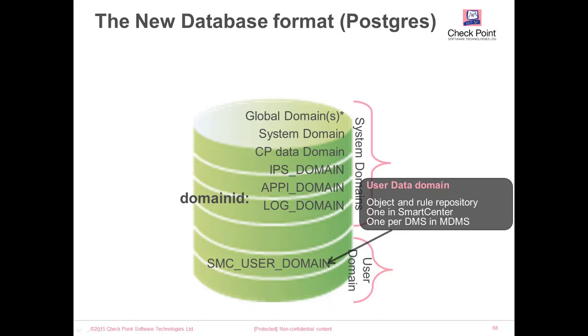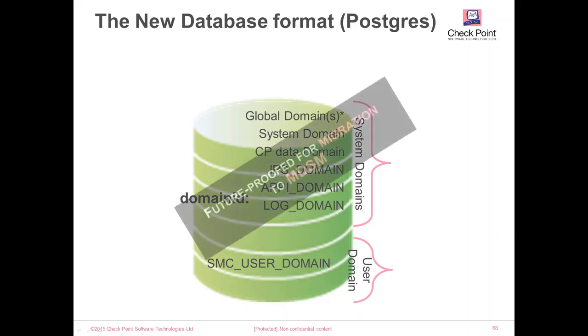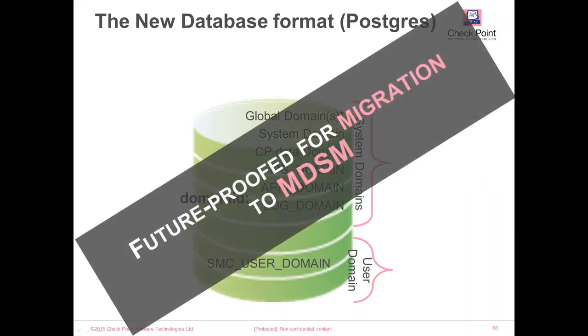On a single security management server, also called a SmartCenter, we only have one user data domain, while in a multi-domain server environment, we will have one user domain per domain we're creating in the multi-domain environment. Since the database structure is identical for security management server, also known as SmartCenter, as for multi-domain servers, this basically means that this database is future-proofed for migration into MDSM environments. So hopefully in the future, it's going to be more swift to migrate from a single domain security management server to a multi-domain security management server.